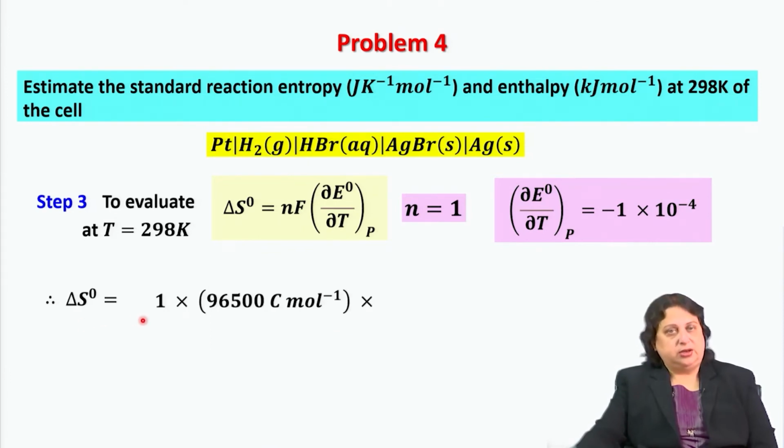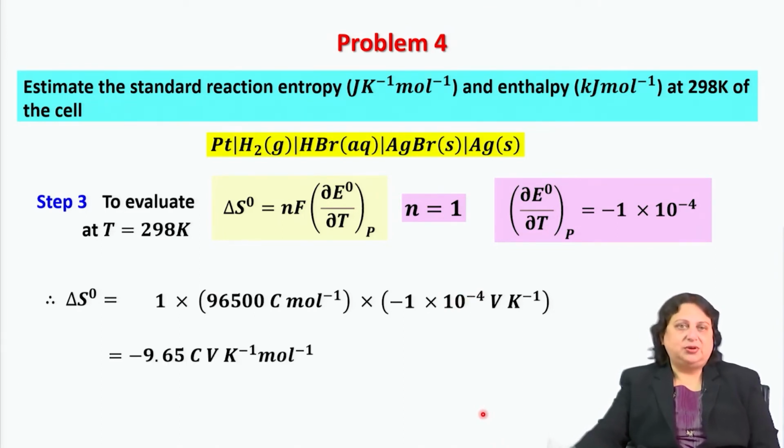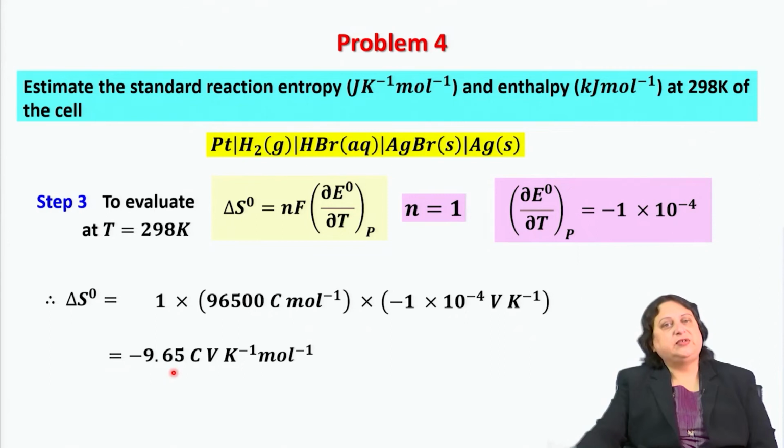That would be 1 into 96,500 coulomb per mole, multiplied by the third quantity, whose value is minus 1 into 10 to the power of minus 4 volt per Kelvin. Once I do that, this is a very simple calculation, and you should be able to say that minus 9 delta S naught is equal to minus 9.65 coulomb volt Kelvin inverse mole inverse.